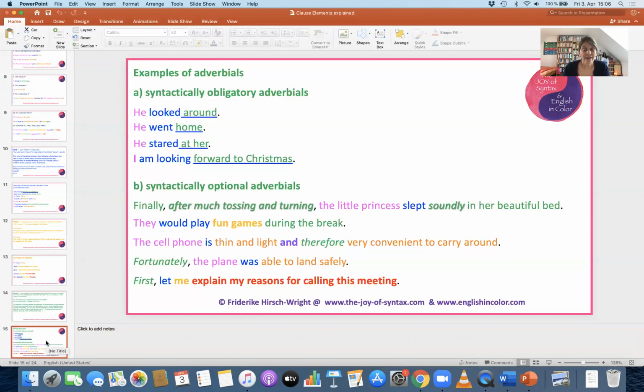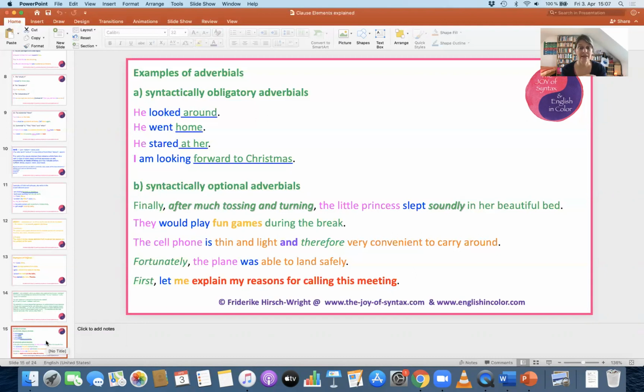The cell phone is thin and light and therefore very convenient to carry around. So interestingly, therefore is an adverb functioning as adverbial here, which denotes that there is a logical connection. It is also syntactically optional, and the sentence would make sense without it: the cell phone is thin and light and very convenient to carry around. But the speaker or writer of the sentence wants to explain that there is a logical connection between the first and the second clause.